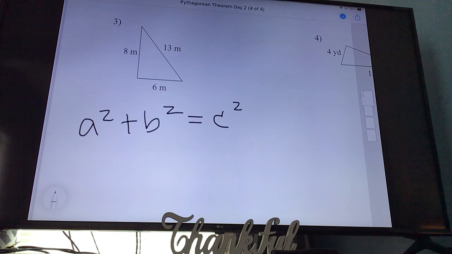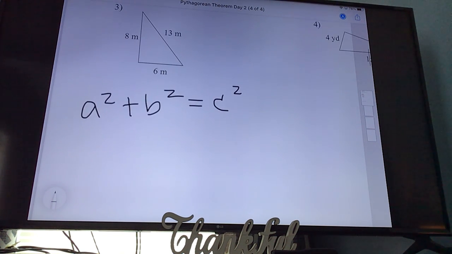Okay, we need to figure out, and c is always going to be the longest side. This one looks like a right triangle, but there's no square there, so we can't say for sure if it's a right triangle. We can say our c squared is going to be 13 squared. Why? It's got to be 13 because 13 is the longest side.